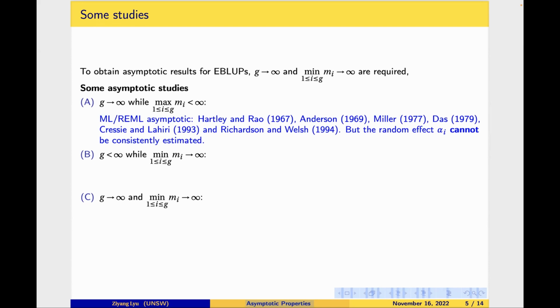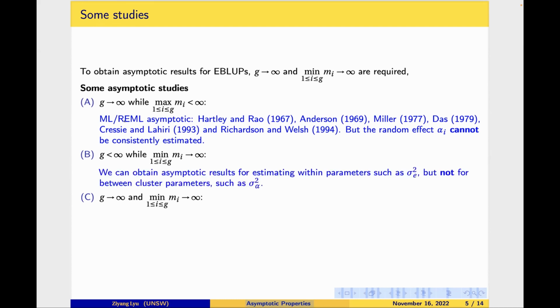The second scenario is the number of clusters bounded, but the cluster size goes to infinity. We can obtain asymptotic results for the estimating parameters such as sigma E square, but not for the between class parameters such as sigma alpha square. And the third scenario is both the number of clusters and the cluster size go to infinity.